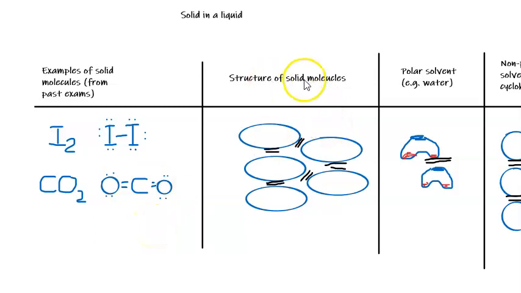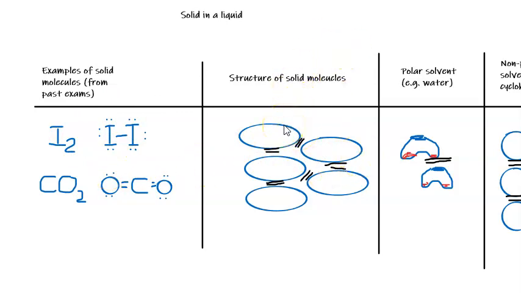So the structure of these solid molecules, I've just approximated them. If you picture that each of these circles or ovals is a molecule of either iodine or carbon dioxide, we're not going to differentiate between the two. For these molecules, there are going to be weak intermolecular forces holding them together. For iodine, they're a little bit stronger than for carbon dioxide. So iodine is actually a solid at room temperature. It has slightly stronger intermolecular forces, but we don't need to know too much about that. That's just a quick explanation as to why iodine is a solid at room temperature.